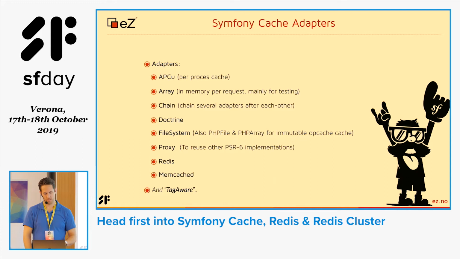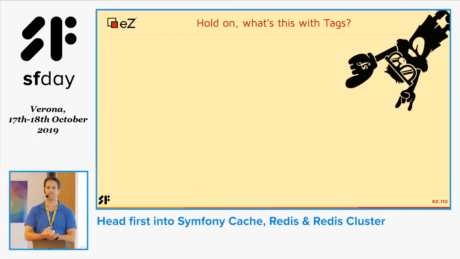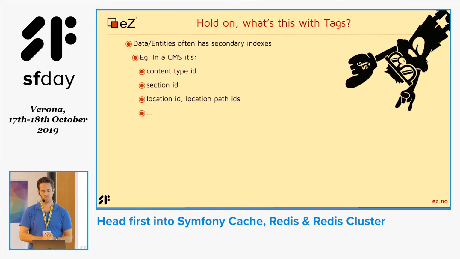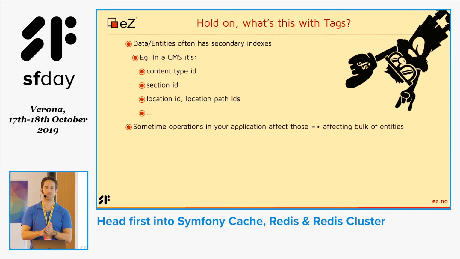So when talking about tag aware, we might have to go a bit into what tags are. We have basically, in our case, a CMS. We have a lot of secondary indexes on our entities. So in our case, our content could have a type ID. It could have a section ID, location in our case, because we're tree-based, and paths. So we can try to invalidate on these different things when something happens, specifically when something happens on a bulk of them. So when we need to do an operation on all, we use this to do invalidation.